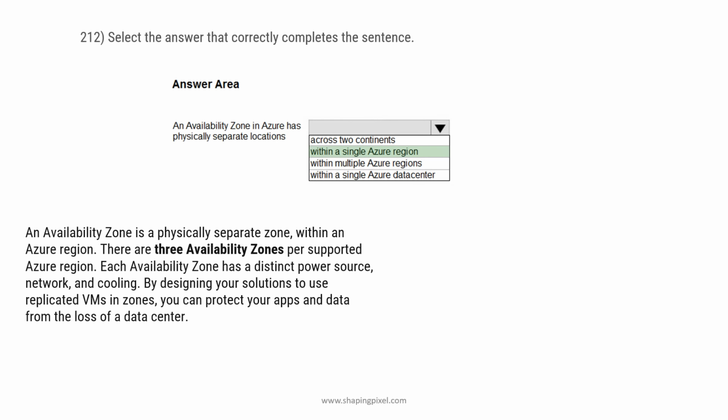So an availability zone is a physically separate zone within an Azure region. There are three availability zones per supported Azure region. Each availability zone has a distinct power source, network, and cooling. By designing your solution to use replicated VMs in zones, you can protect your apps and data from the loss of a data center.